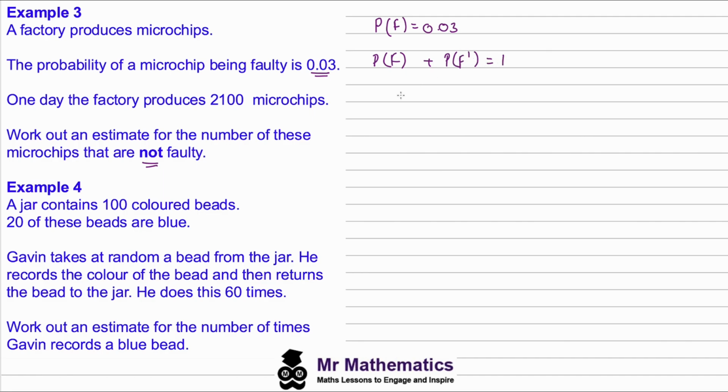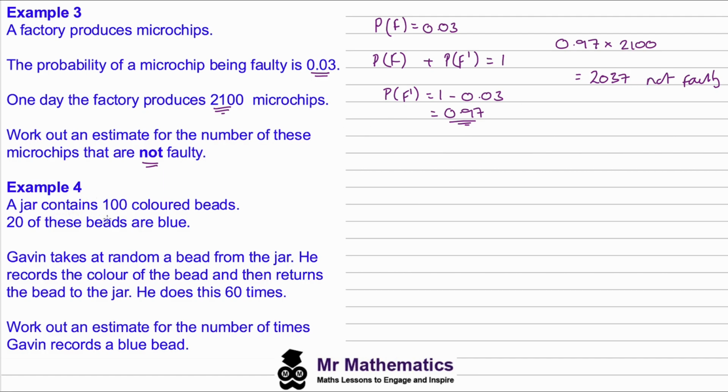So to work out the not faulty, this will be 1 minus the probability of it being faulty, 0.03. So this will be 0.97. So this is our proportion. 97% of the 2,100 microchips would be not faulty. So we'll have 0.97 multiplied by the 2,100. And this will give us 2,037 not faulty. Okay?